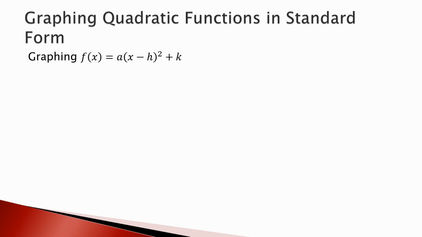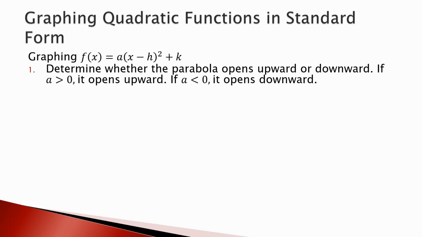Now let's see how to sketch graphs of quadratic functions. Graphing f of x equals a times (x minus h) squared plus k. First determine whether the parabola opens upward or downward. If a is positive, it opens upward. If a is negative, it opens downward.